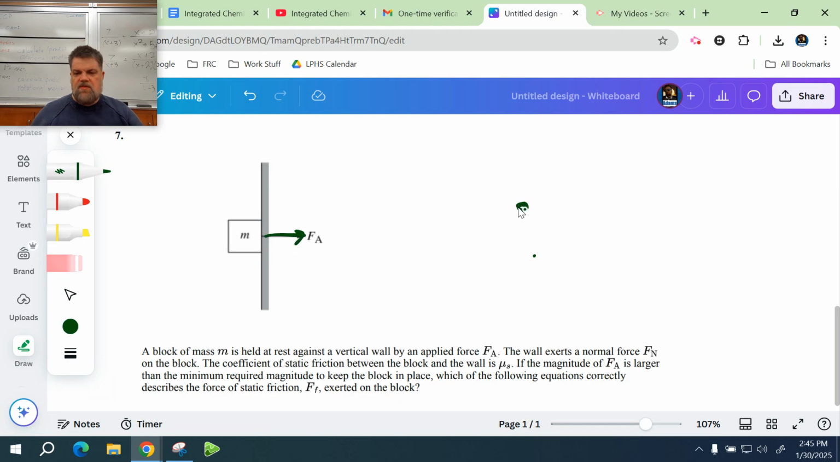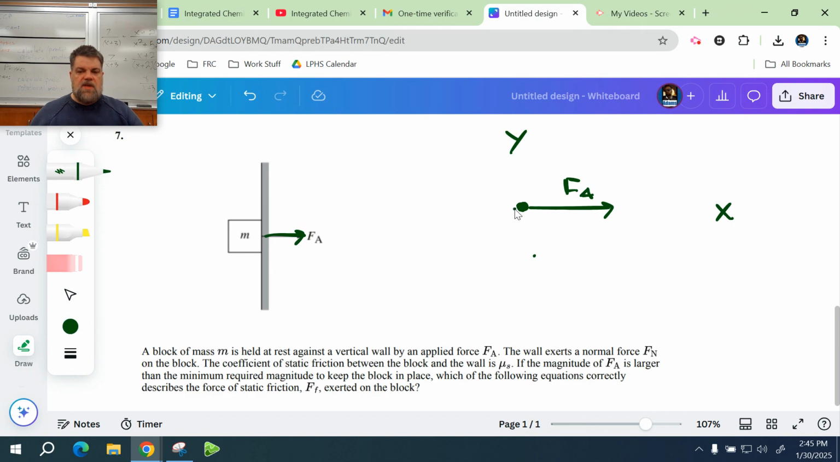So when we think of this, if we do a free body diagram, we have a force that's being applied that's holding that in place. So the block is not in motion, okay? And it's not going through the wall. So what we're going to do is we're going to look at the x components and the y components, okay?